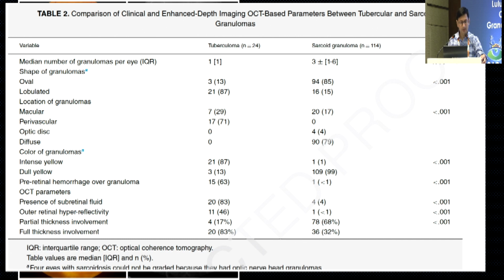Again, as far as the color of the granuloma, I told you that the TB granulomas are definitely more intense yellow compared to the sarcoid granulomas. Presence of subretinal fluid, and really a lot of subretinal fluid, goes in favor of TB, and partial thickness involvement is more in favor of sarcoid. TB granulomas are usually a full thickness involvement.